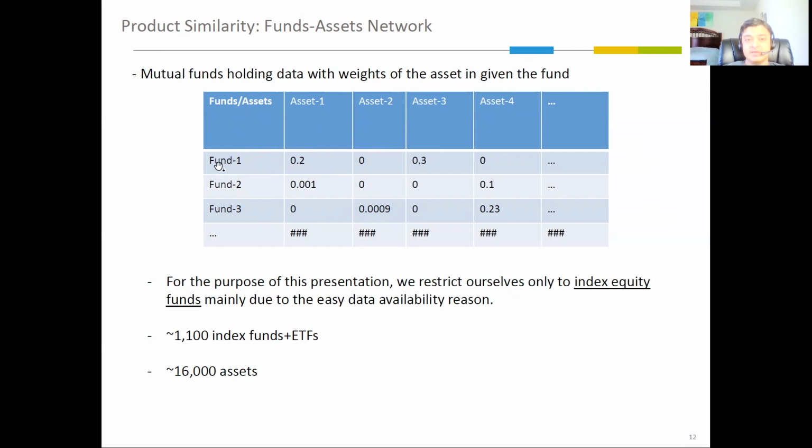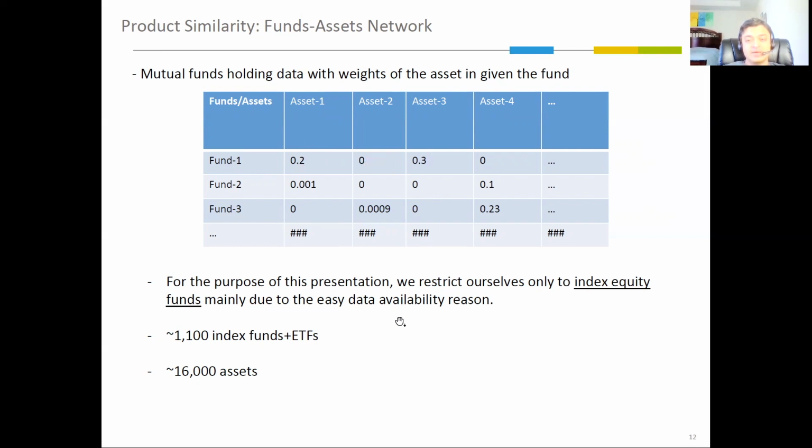So for example, fund 1 has 20% of asset 1, and hence you have 0.2 in this first entry. There is no asset 2 in fund 1, so there is 0 here in the second entry in the first row, and so on. So this is the tabular data that we have as raw data from the SEC website, for example. So this is our starting point.